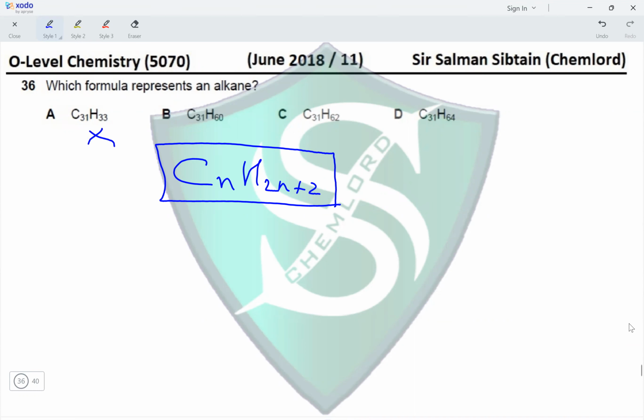Option A is incorrect. B. The hydrogens needed are again 64, so option B is incorrect. The same calculation gives 64 for option C, so option C is incorrect. And for D, 31 times 2 is 62, plus 2 is 64. Option D is correct, based on our calculations of the number of hydrogens in comparison to the number of carbon atoms given. Option D is the correct option for this question.